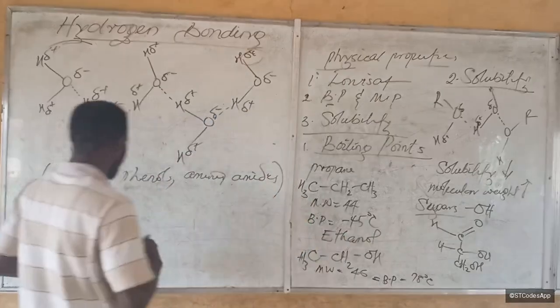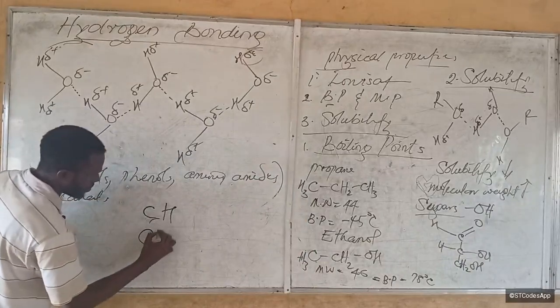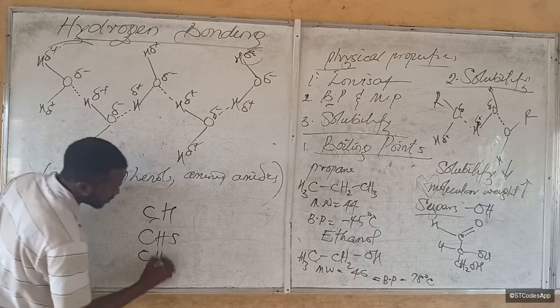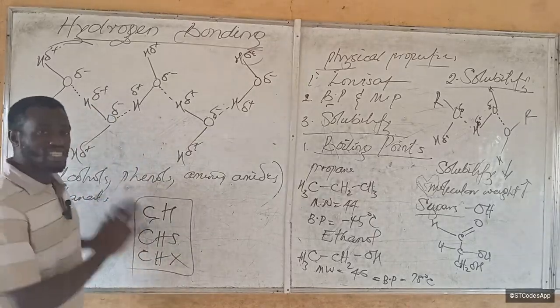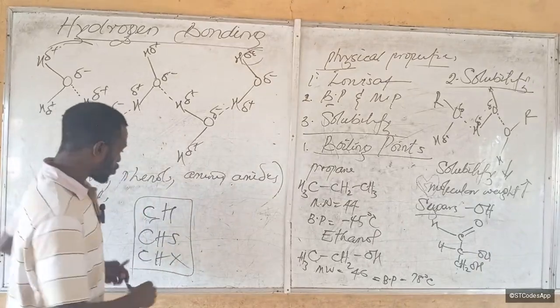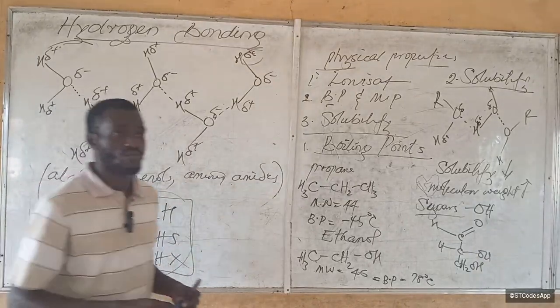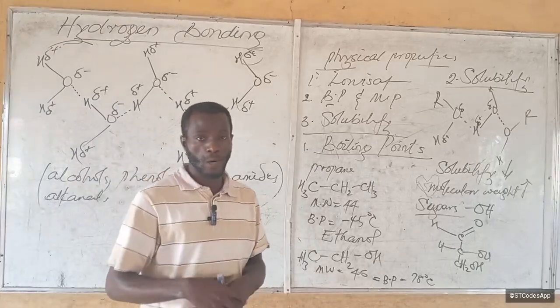But substances that contain carbon, hydrogen, sulfur, or halides do not dissolve appreciably in water, and that's because of the absence of hydrogen bonding in them.